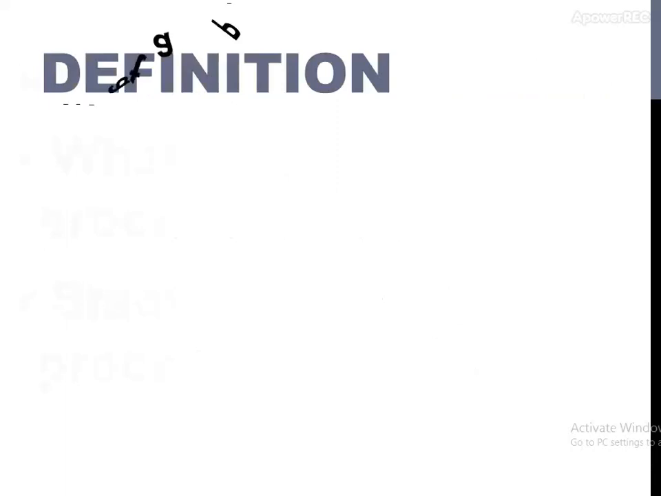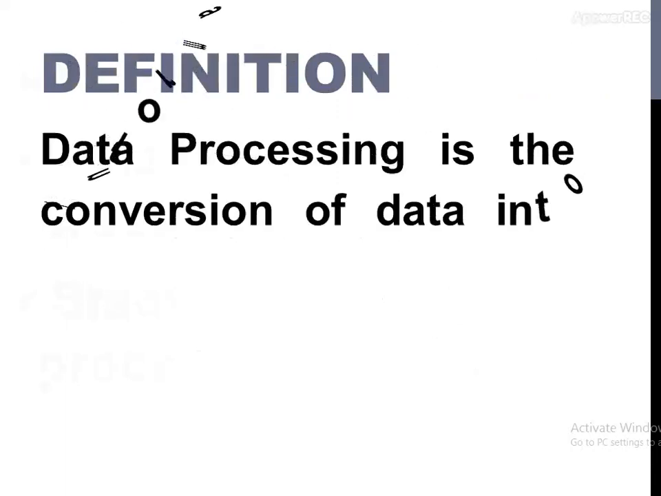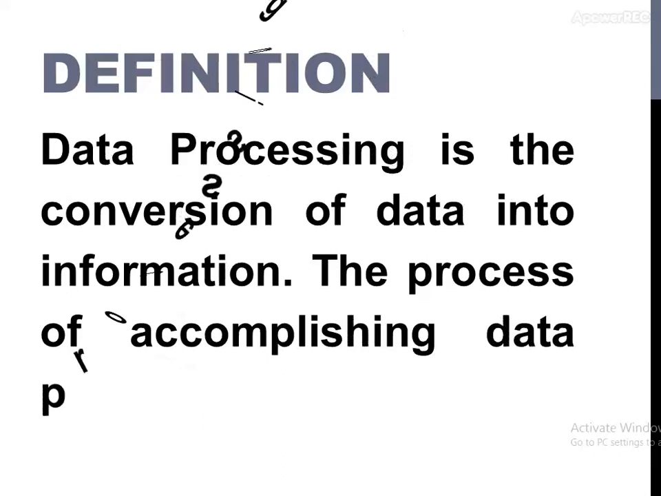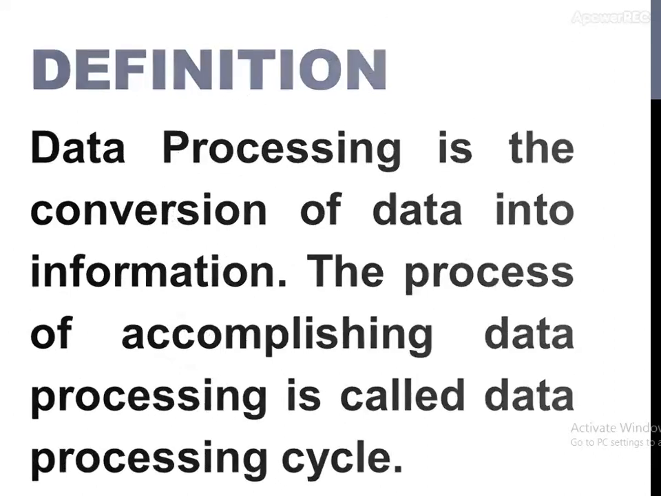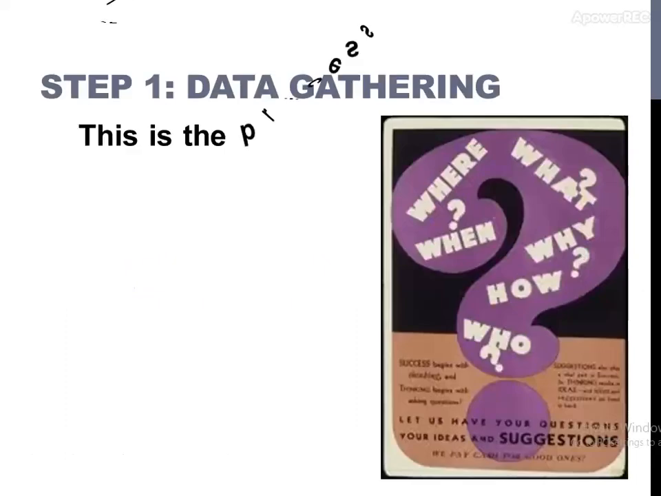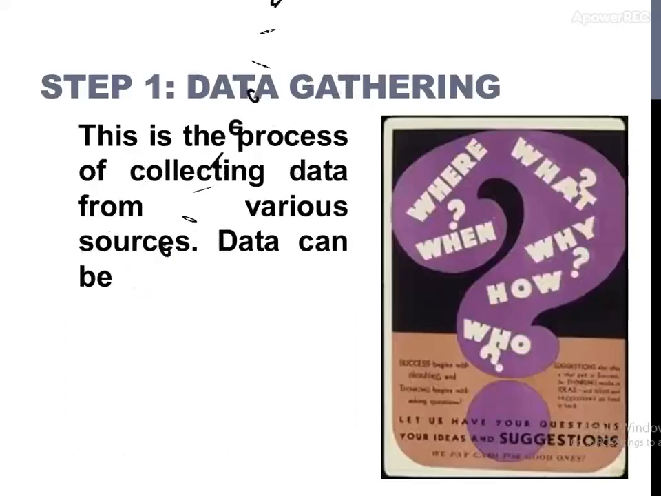What is data processing? Data processing is the conversion of data into information. The process of accomplishing data processing is called the data processing cycle. The data processing cycle comprises six stages. The first stage of the data processing cycle is the data gathering stage.